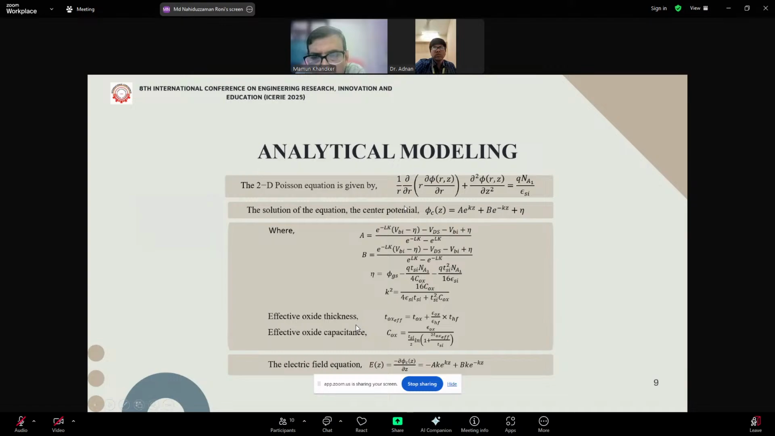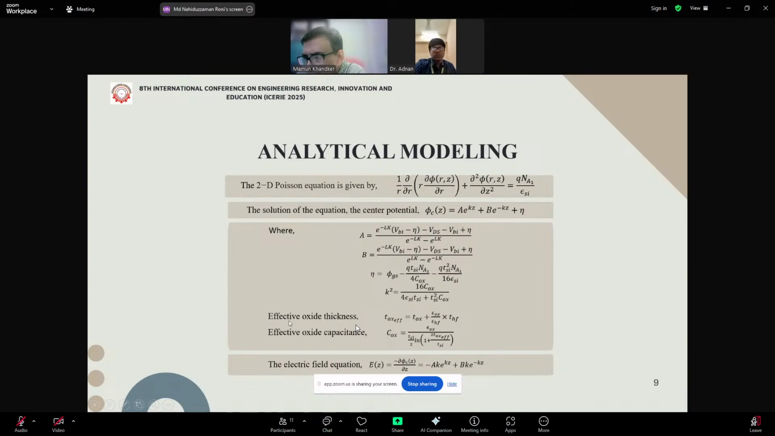Here are the equations for our analytical modeling. First, we take the 2D Poisson equation that is stated here. And by solving this equation, we obtain phi c, the center potential. Here, the expressions of A, beta, B, and eta are given.